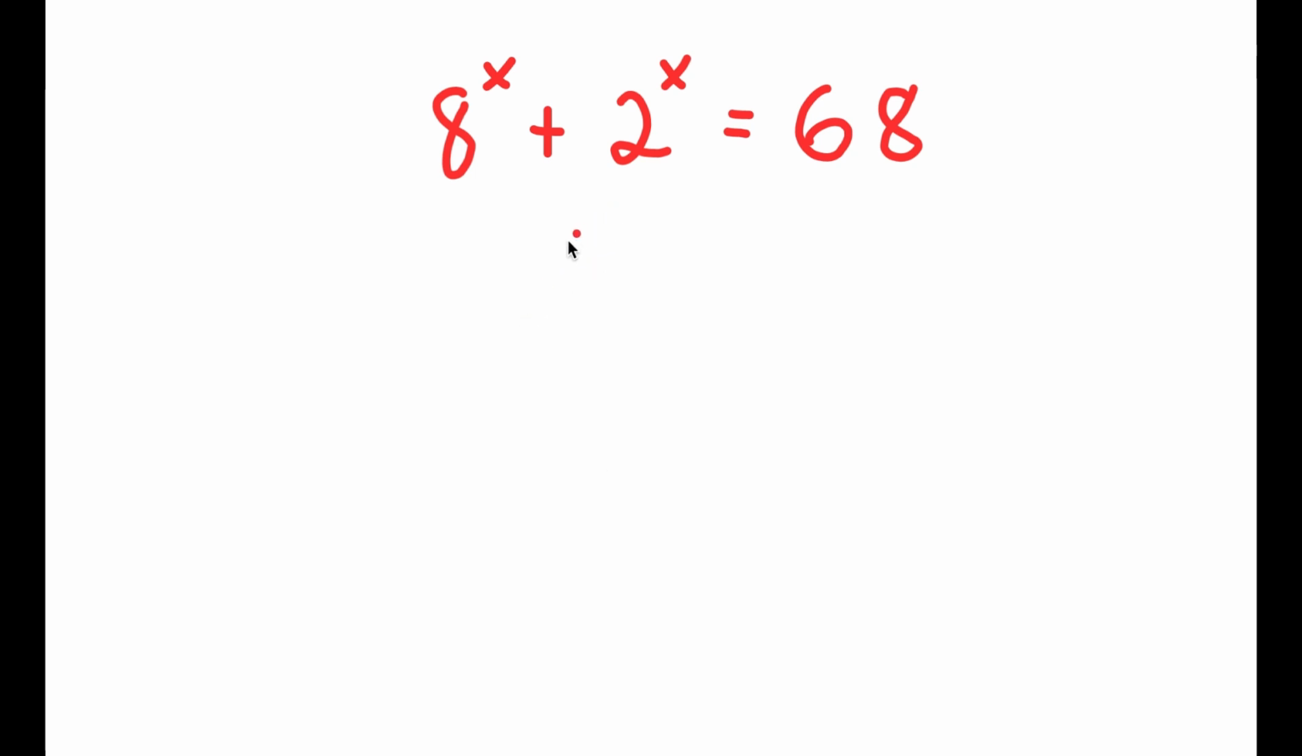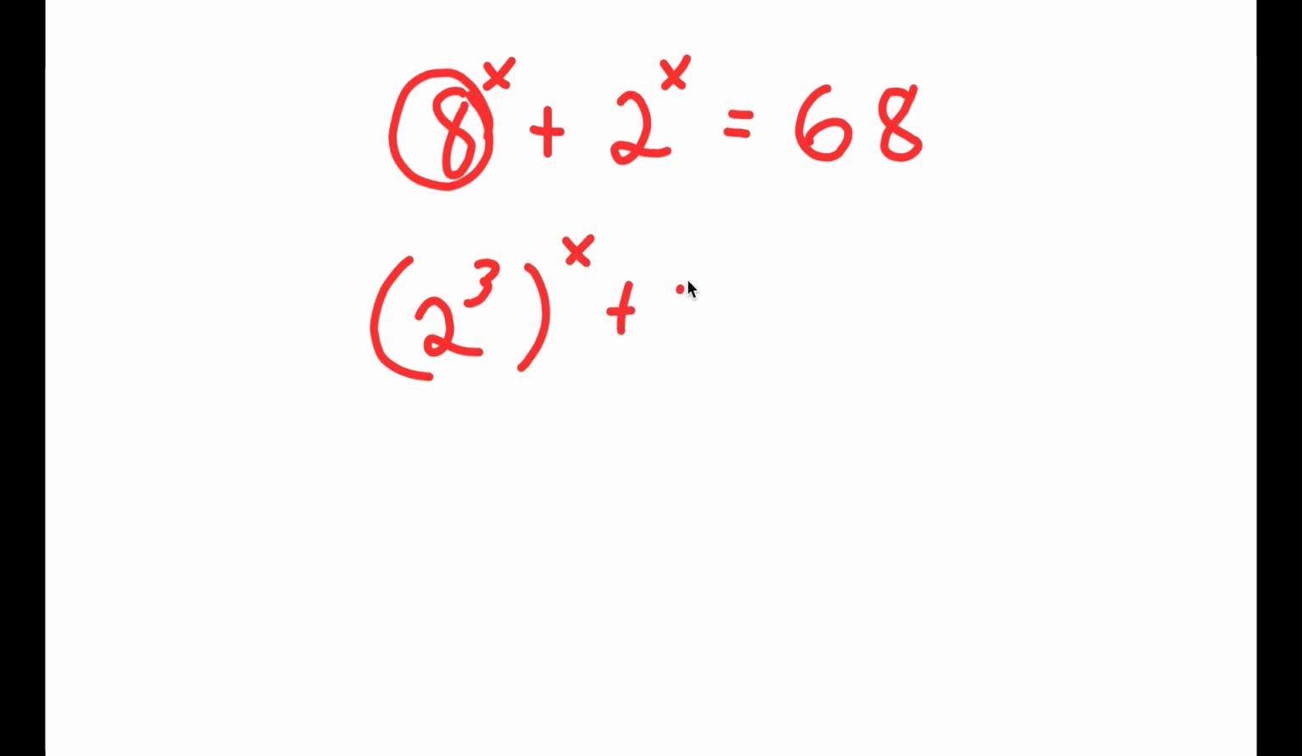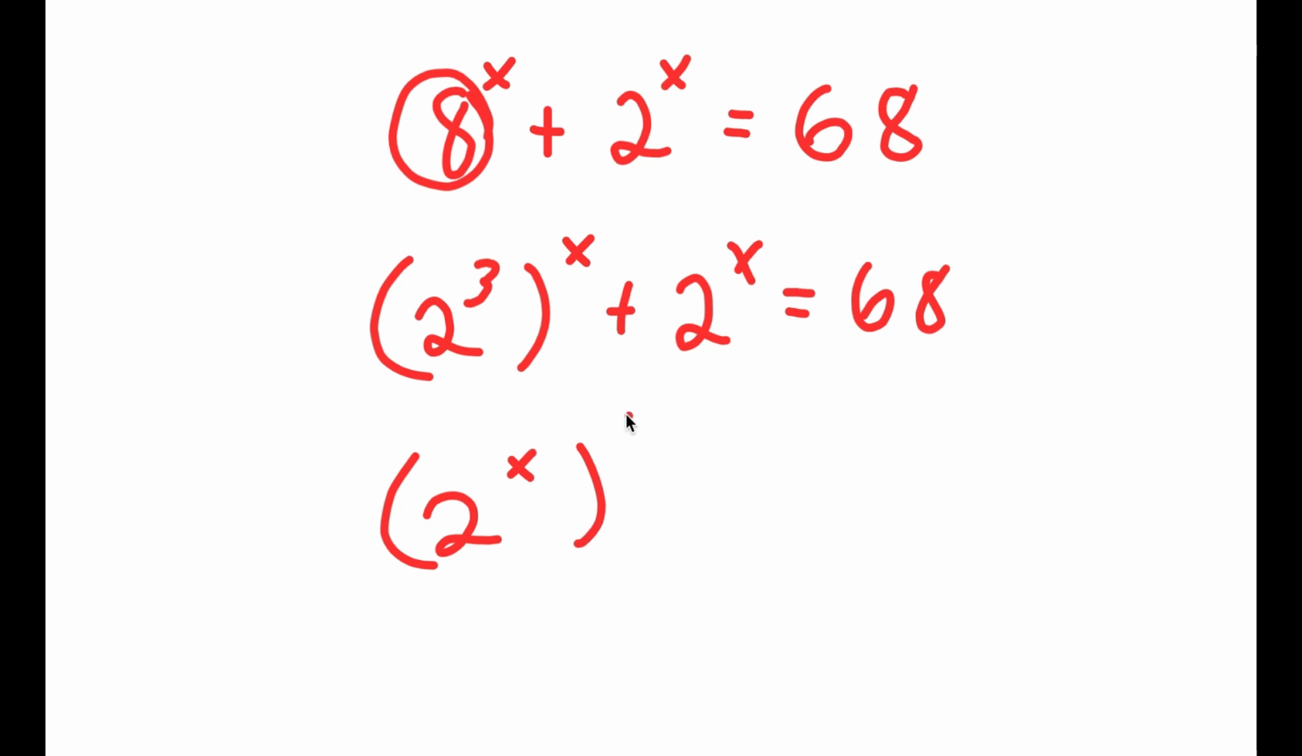Alright, so in this problem, I have 8 to the power of x plus 2 to the power of x is equal to 68. So to start, I'm going to first rewrite 8 here as 2 to the power of 3. So now I have 2 to the power of 3 to the power of x plus 2 to the power of x is equal to 68. And I can actually switch the places of the 3 and the x. So this is the same thing as 2 to the power of x to the power of 3 plus 2 to the power of x is equal to 68.